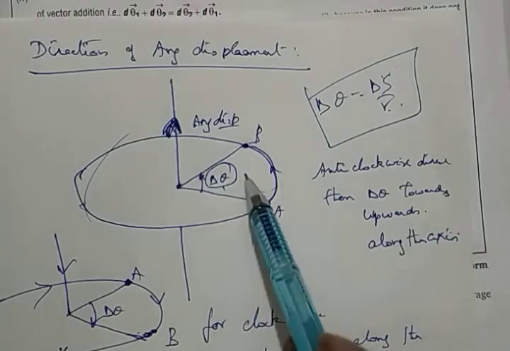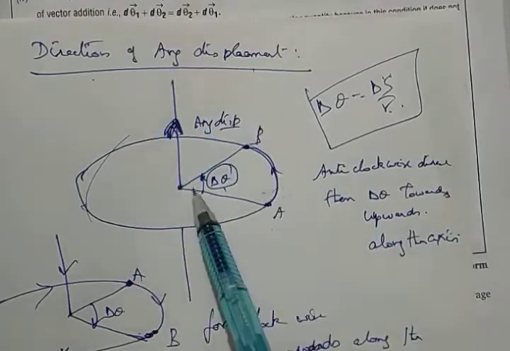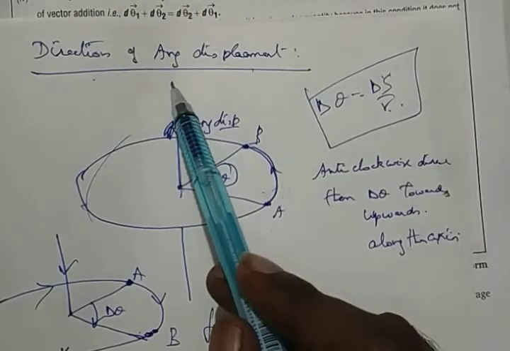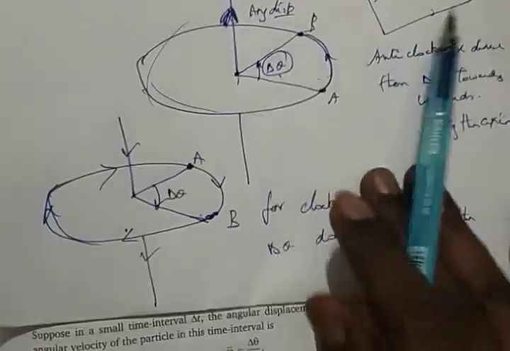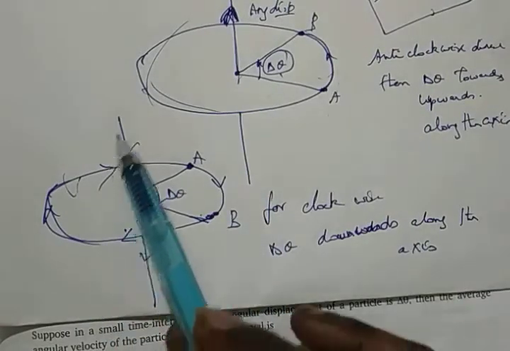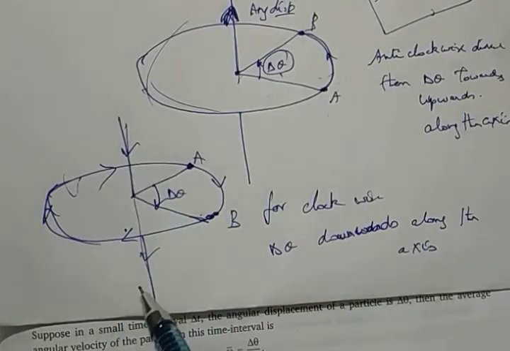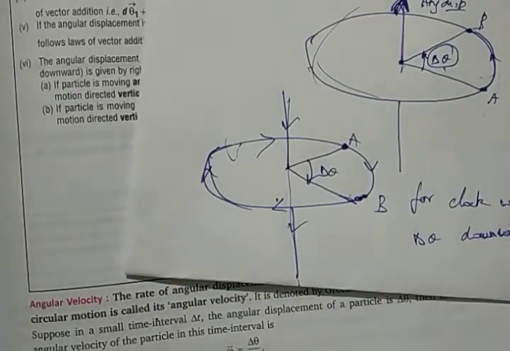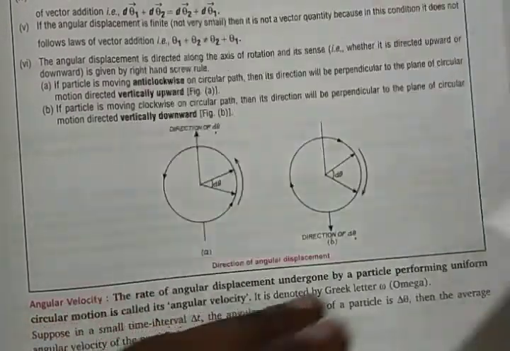What is the direction of the angular displacement? It is along the axis in the upward direction when it is going in the anti-clockwise direction. And when it is going in the clockwise direction, then it is along the axis in the downward direction. Now with all these things, it is going to replicate for many other examples here.